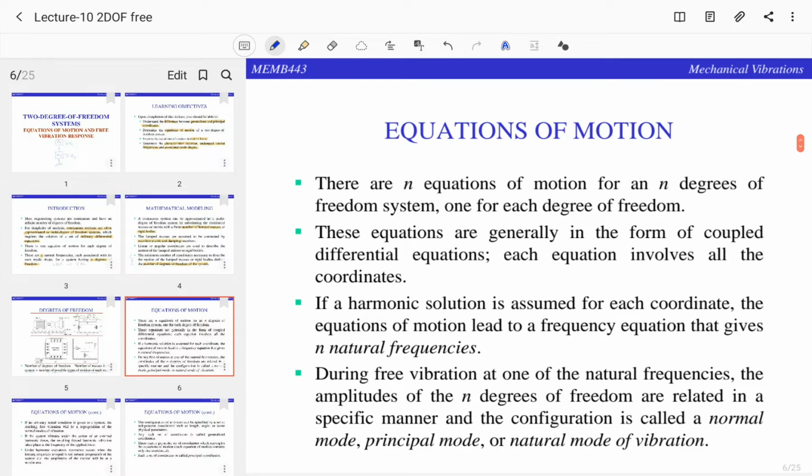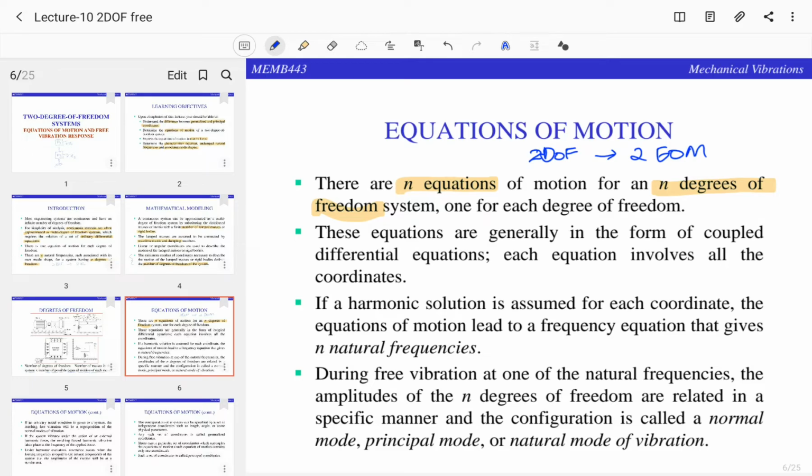As I mentioned just now, basically you're going to have n equations of motion when you have n degrees of freedom. As I said, if you have 2 degrees of freedom, that means you're going to have 2 EOMs. When you have 2 EOMs, and you want to solve them, you have to write them in the form of a matrix.